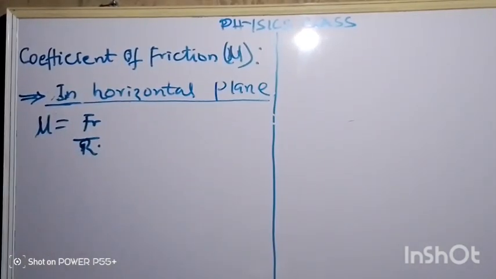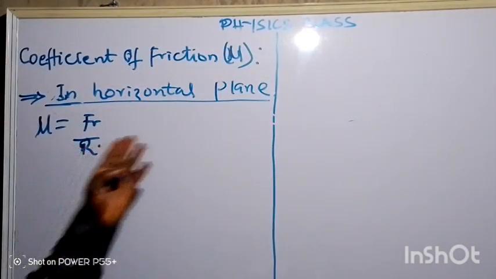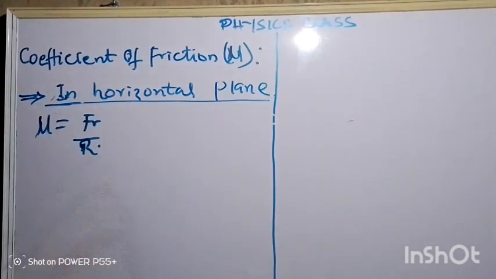Now, today, we want to look at the effect of these coefficients of friction when a body is in a horizontal plane.